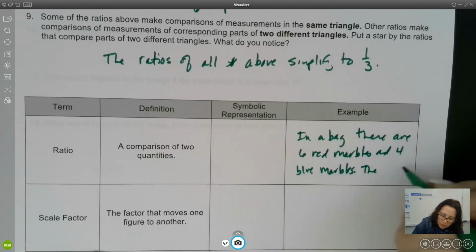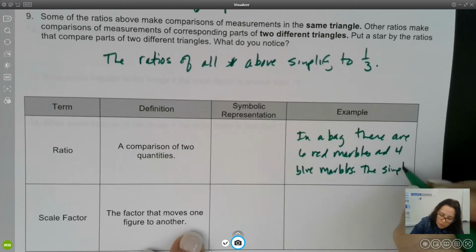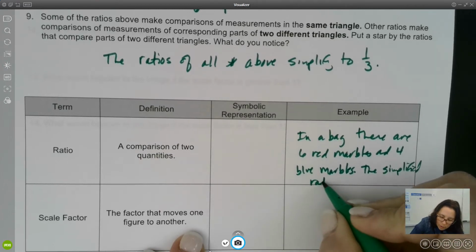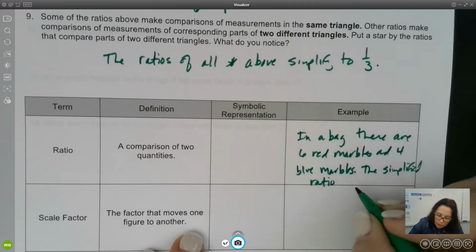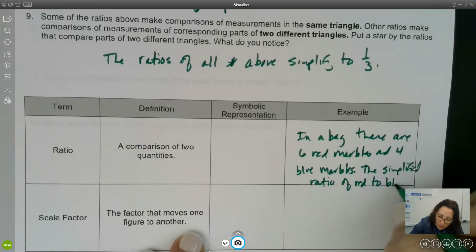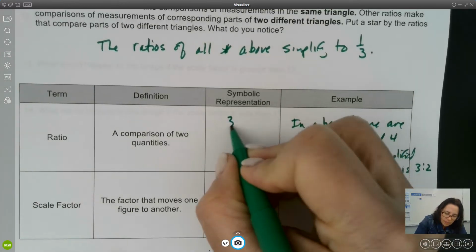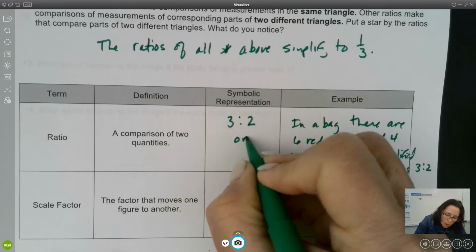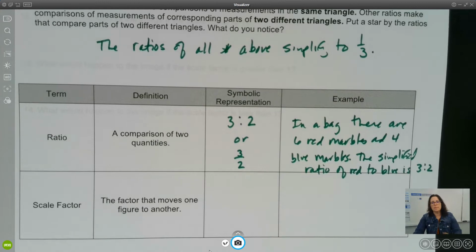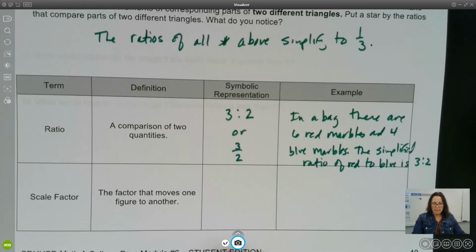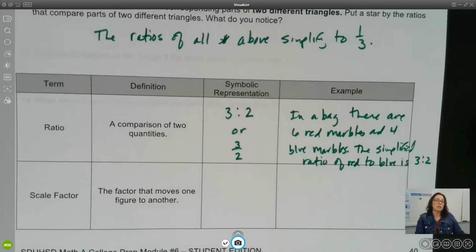The simplified ratio of red to blue is 3 to 2. And remember, we've talked about writing it as a colon or writing it as a fraction, 3 over 2. It's the same thing. Usually I write with fractions because that's kind of where our module's going. We've talked about writing it like that, or like that. They mean the same thing. You pick. All right, that should not be anything new. We've talked about that in a prior lesson. I think the definition was handed to you in a prior lesson from section 1.